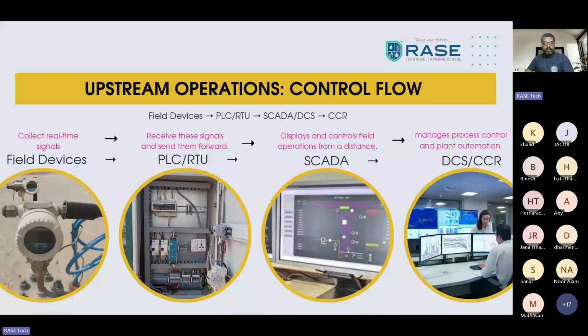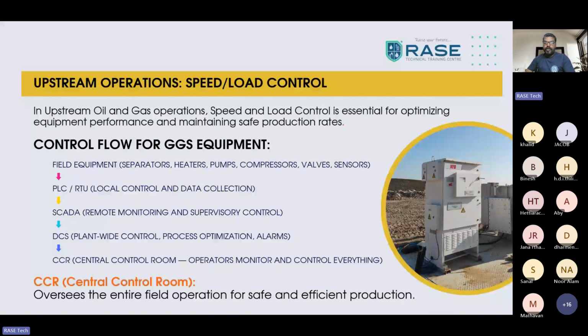Then you come to the speed flow. In upstream oil and gas operations, speed and load control is essential for optimal equipment performance and maintaining a safe production rate. So speed control is a very important part of our upstream operations. Now the control flow for group gathering and station equipment. You can see the flow. Field equipment like separators, heaters, pumps, compressors, valves and sensors are all controlled by the RTU or PLC and data collection.